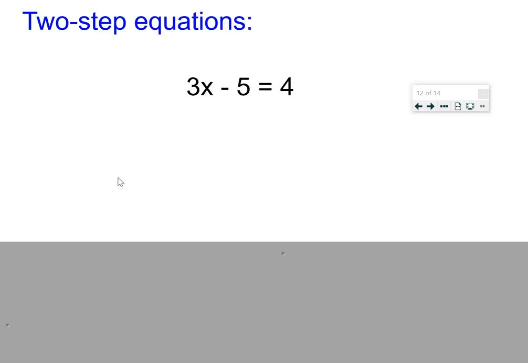Alright, now we've got just a few examples of what you would do if you had more than one step to do in an equation. Here is an example of a two-step equation: 3x minus 5 equals 4.